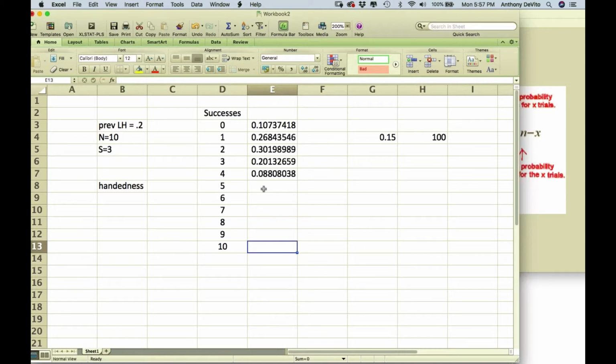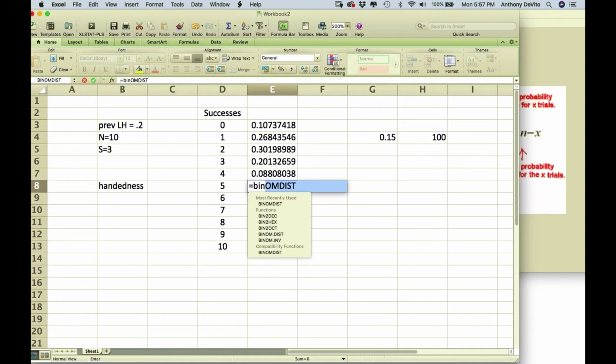So what is my probability of getting 5? It's going to be equal to Binomial Dist, parentheses, the number of successes. Now, instead of going through this whole process piecemeal, I'm going to click onto the box that contains 5 instead of typing in 5, comma, trials is going to be 10, probability is going to be 0.2, and cumulative is going to be false.